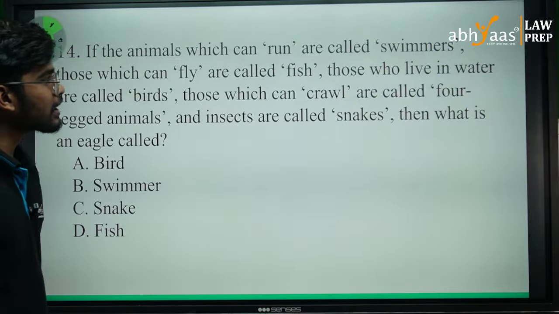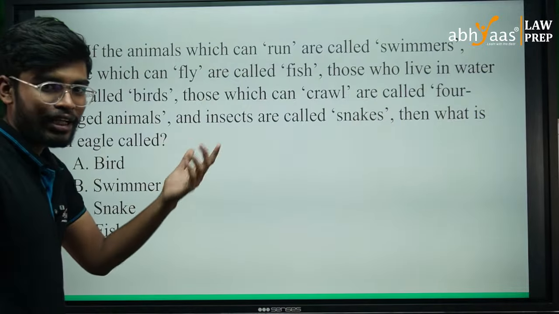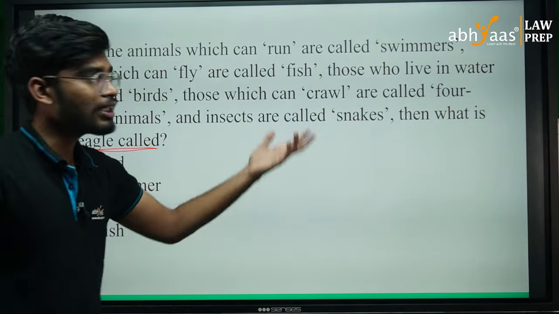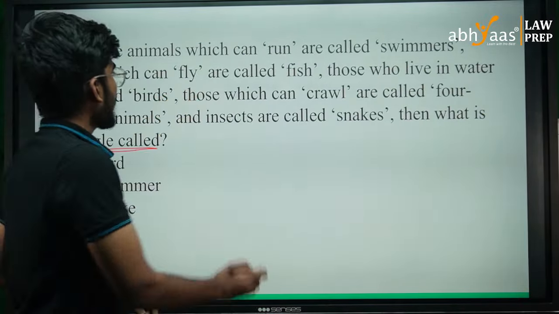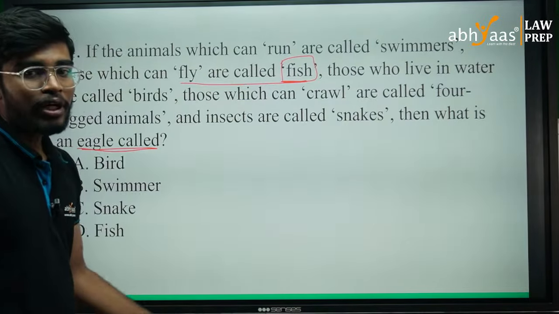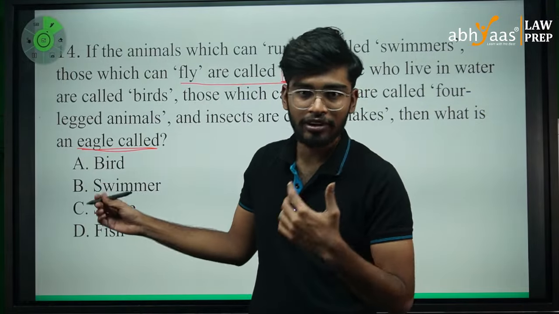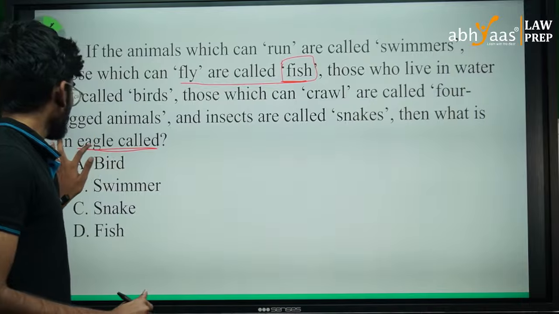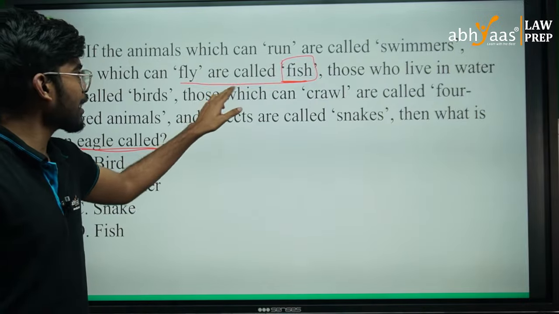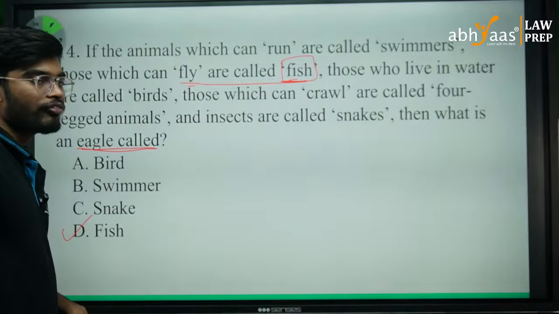Moving to the next one. If the animals which can run are called swimmers, just read what they asked straight away. Then what is eagle called? Eagle will fly. The animals which fly are called what? In the question, animals which fly are called fish. Of course, eagle is a bird, but if you consider your existing universal truth or knowledge, that might not be correct for these questions. Eagle is the animal which can fly, but in this coding language, the animals which fly are called fish. So the answer for this question is fish, which is option D.